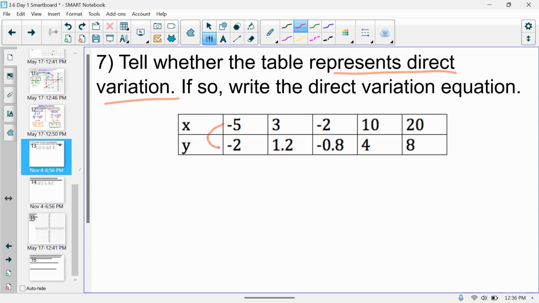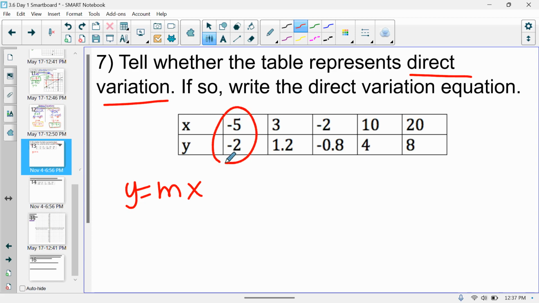Or the other way to think of it is really what we just did on the last slide. We can kind of write out y equals mx again, but just take 1 point at a time. That means like when y is -2, it tells us x is -5. So I want you to notice what we're doing.